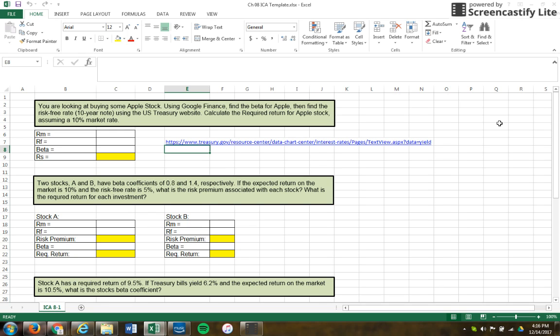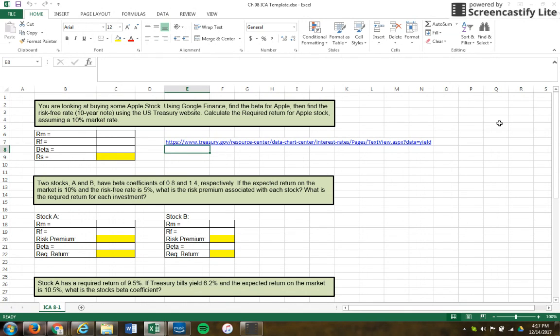Hey, finance students, we are looking at Chapter 8 practice problems here, looking at applying the capital asset pricing model, or CAPM for short. Just a reminder, CAPM is just a way to calculate the required return or expected return of an asset, more specifically a stock, based on its risk. And beta, as we have seen in this chapter, is a measurement of a stock's risk relative to the overall market.